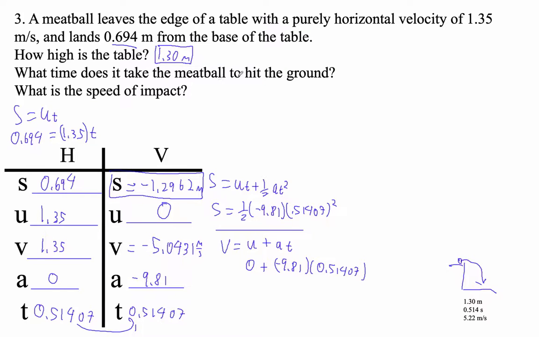And then what time does it take the meatball to hit the ground? I'm going to use this. That's our time, right? 0.514 seconds, right? And then what is the speed of impact, right? To find the speed, I've just got to take this final velocity vector and find the magnitude of it. That's just the hypotenuse. So this looks like this.